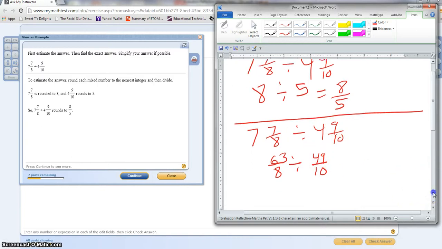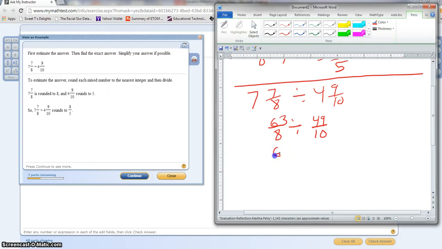So now we'll rewrite this. The first fraction stays the same. Division becomes multiplication, and we take the reciprocal of the second fraction. Now we could do cross simplifying here. We look at 63 and 49. Both of these numbers have 7 in common. So we'll divide 7 into 63 and 7 into 49. 7 goes into 63 9 times. 7 goes into 49 7 times.